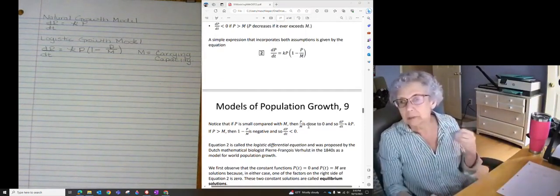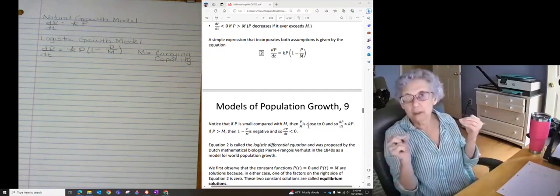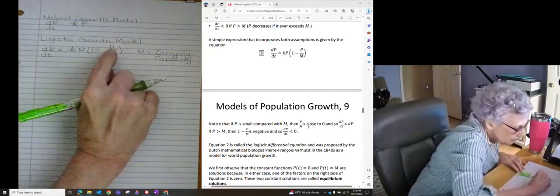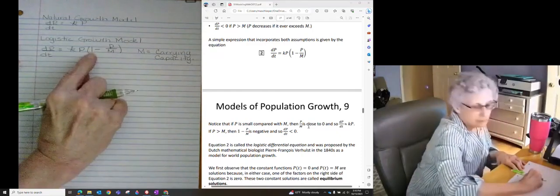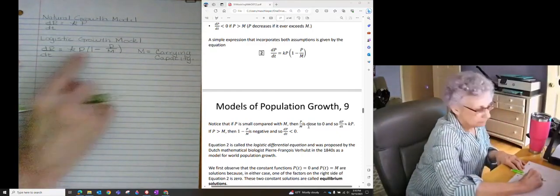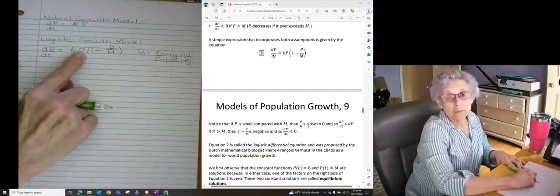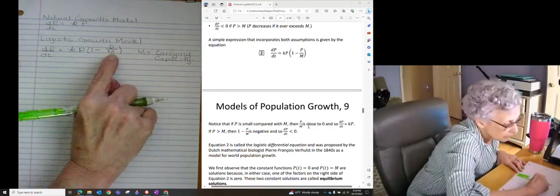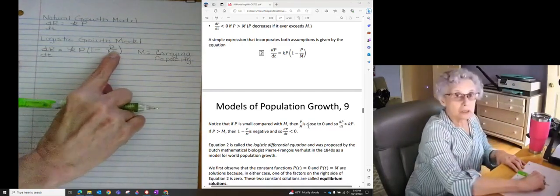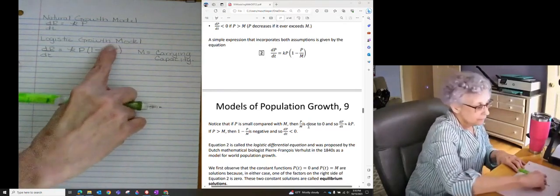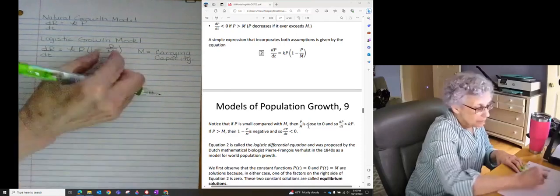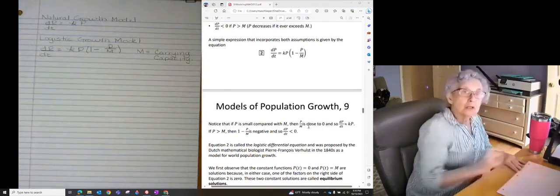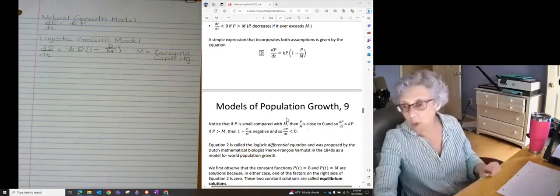So, if P is small compared with M, so you don't have a whole lot of population yet, then this would be a really small thing that you're subtracting from 1. So your growth rate would be pretty much just dependent upon P. If your carrying capacity is getting really close to your population, then this would be getting close to 1. You would be multiplying P by something very small, so your growth rate would be getting very small.